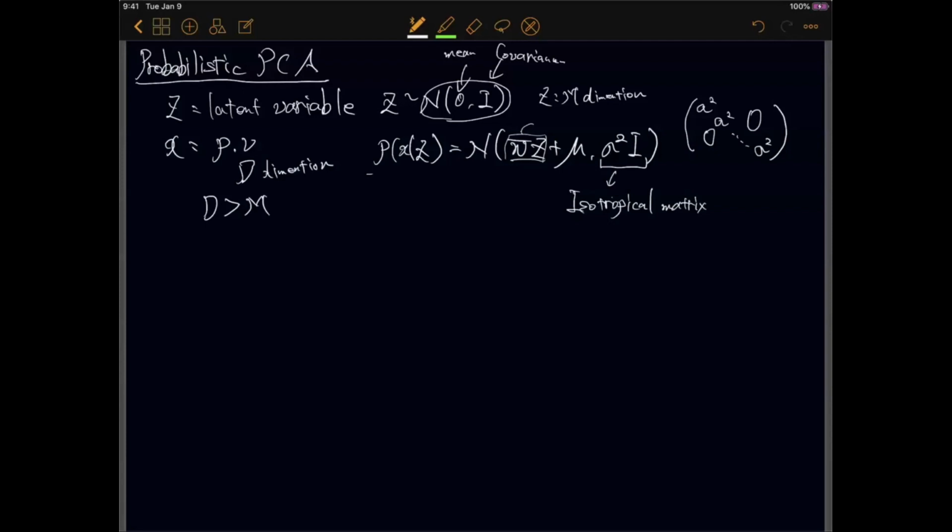Now we will get the marginal distribution of X. I don't know whether the marginal distribution was written in the book or not, but the marginal distribution of X can be obtained by integrating out Z from the joint distribution of X and Z.